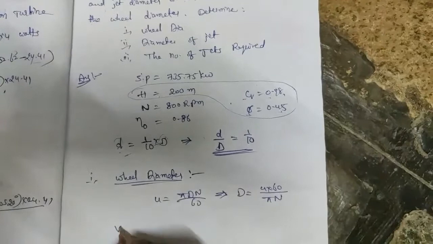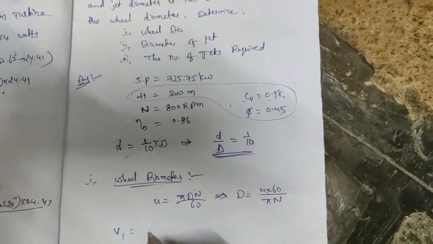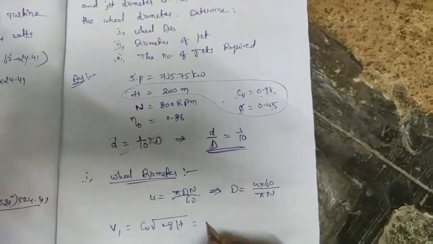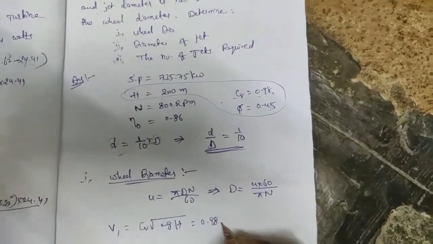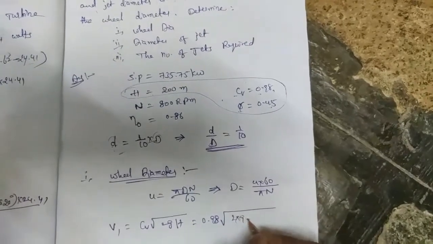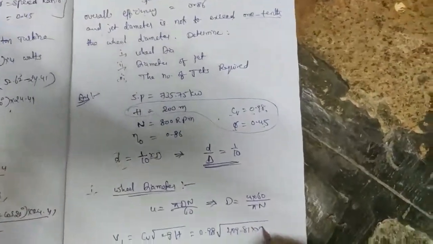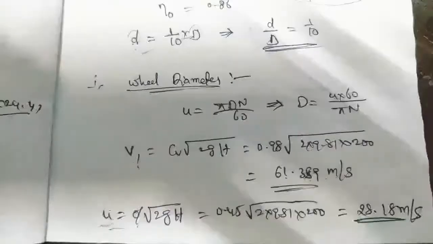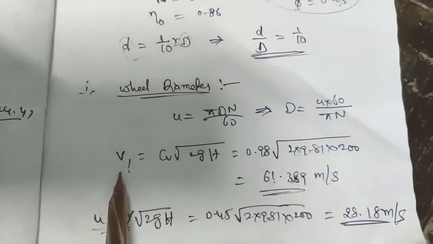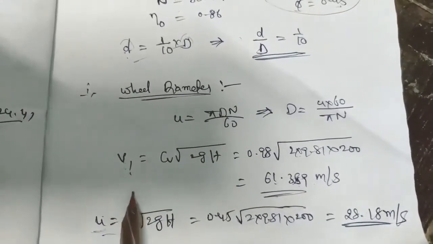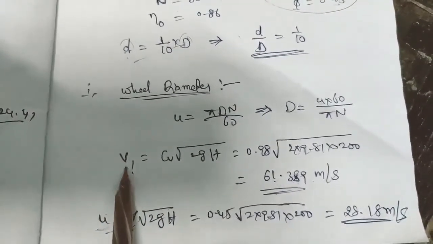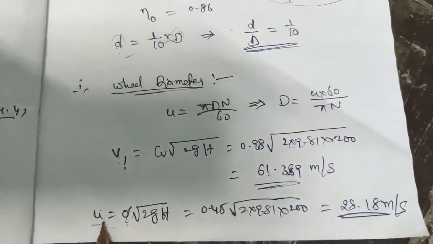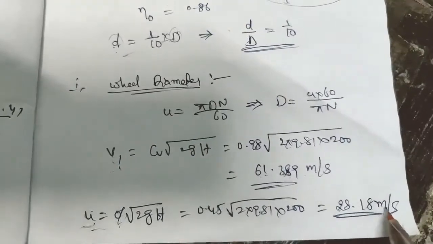So by seeing these terms in the question, we must calculate the V1 value and U value. V1 is CV root 2GH. Substituting the values, 2 into 9.81 into H is 200. From the given values we have calculated V1 equal to 61.389, U equal to 28.18 meter per second.